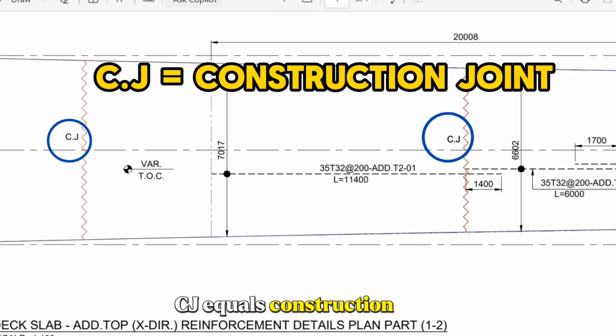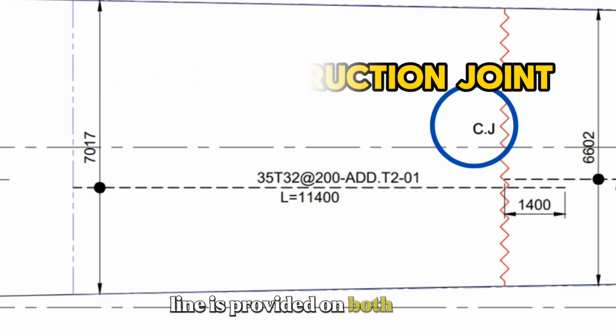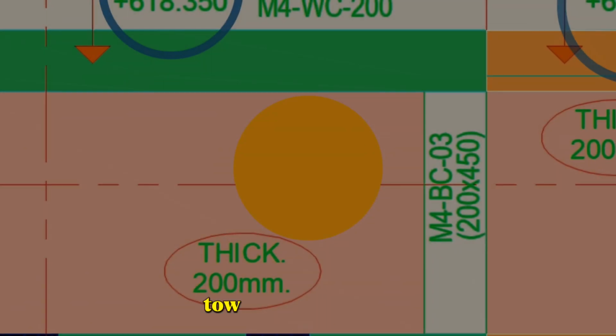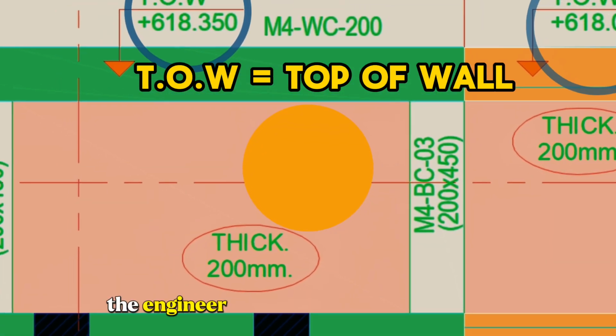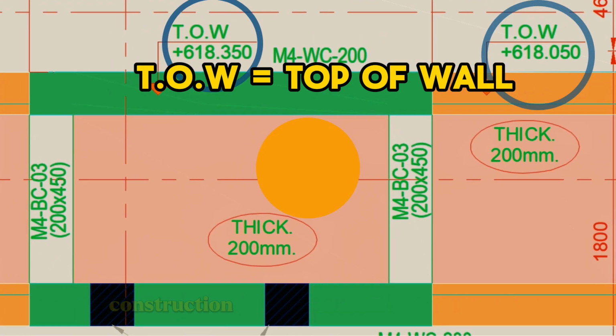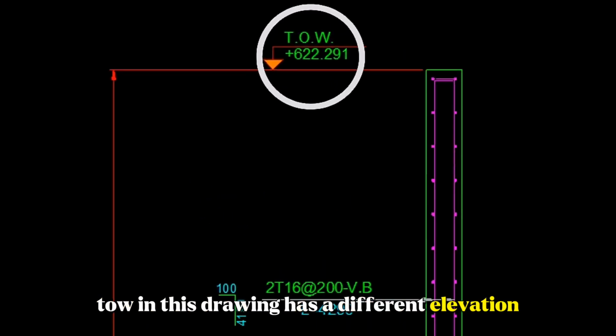CJ equals construction joint. The engineer observes the slab drawing where the construction joint line is provided on both sides, and it is the same in the wall. TOW equals top of wall. The engineer is looking at another drawing where TOW is put in two places without elevation. Construction cannot proceed without this. TOW in this drawing has a different elevation.